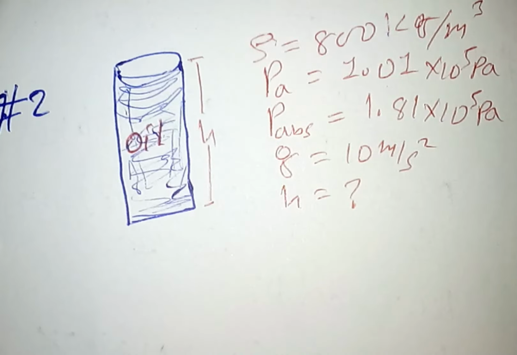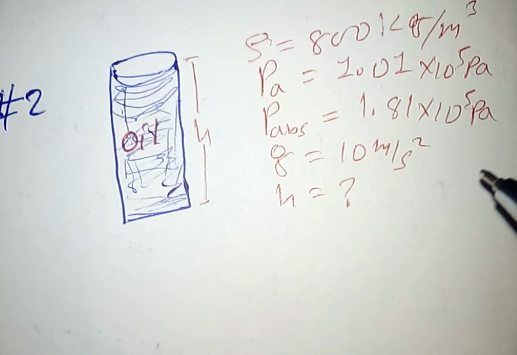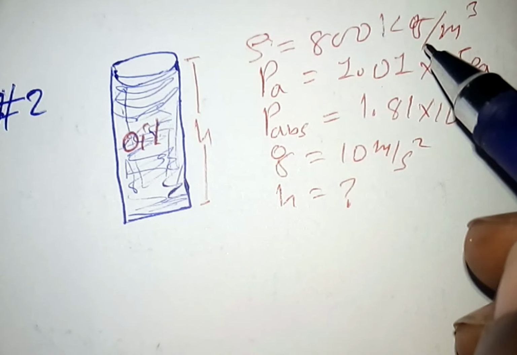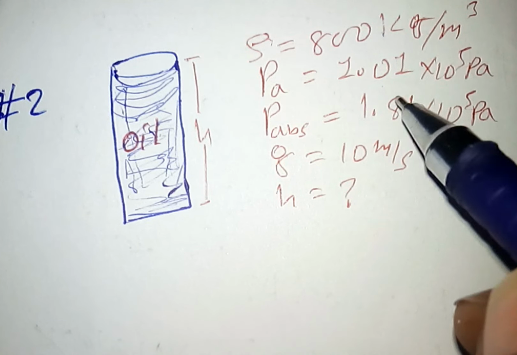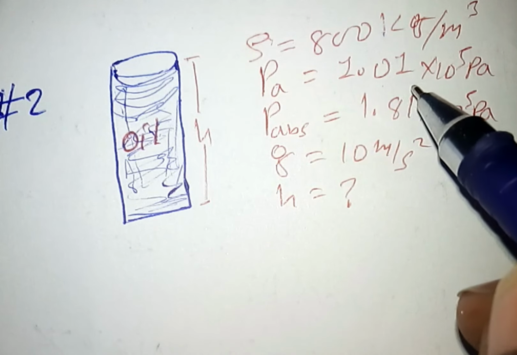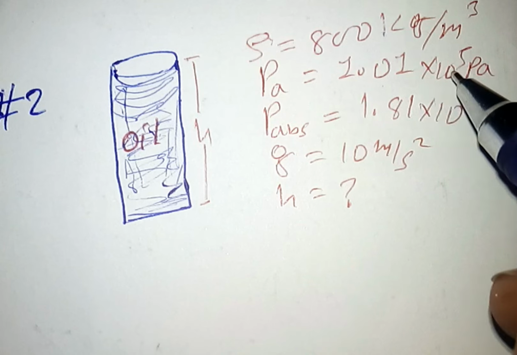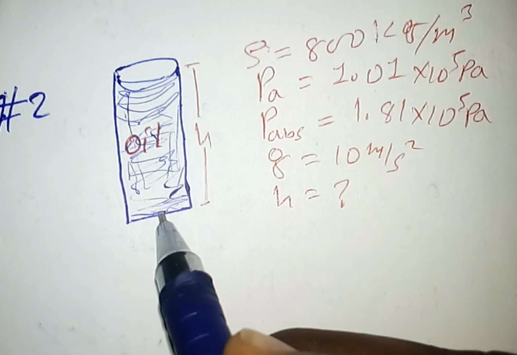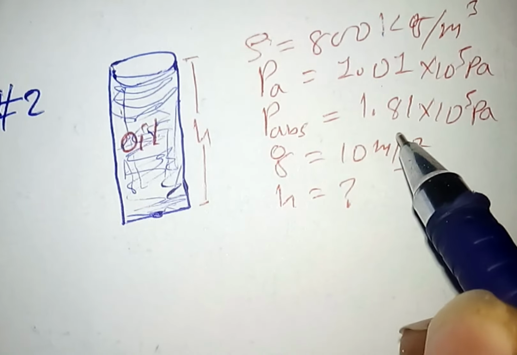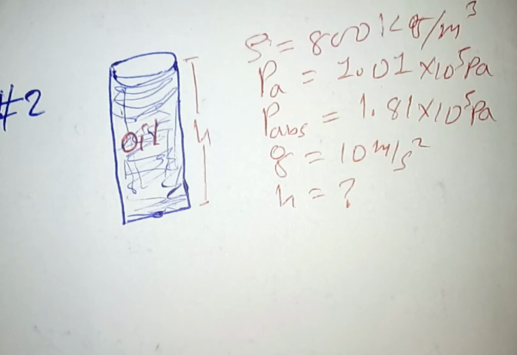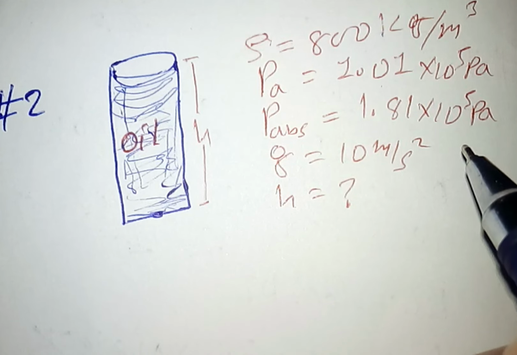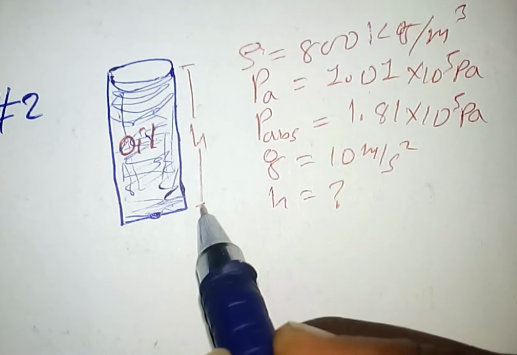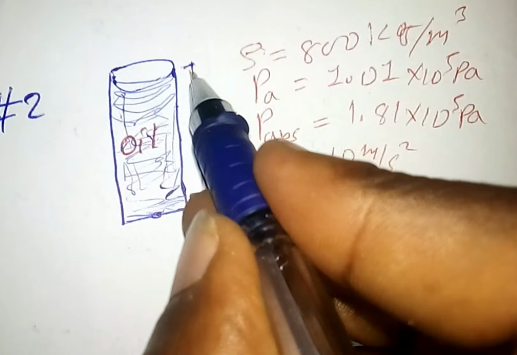A very large tank is filled with oil and the density of the oil is 800 kg per meter cube and the atmospheric pressure is given as 1.01 times 10 raised to 5 Pascal and the absolute pressure at the bottom of the container is 1.81 times 10 raised to 5 Pascal and the gravity is 10 meters per second square. And then what is the depth of this oil?